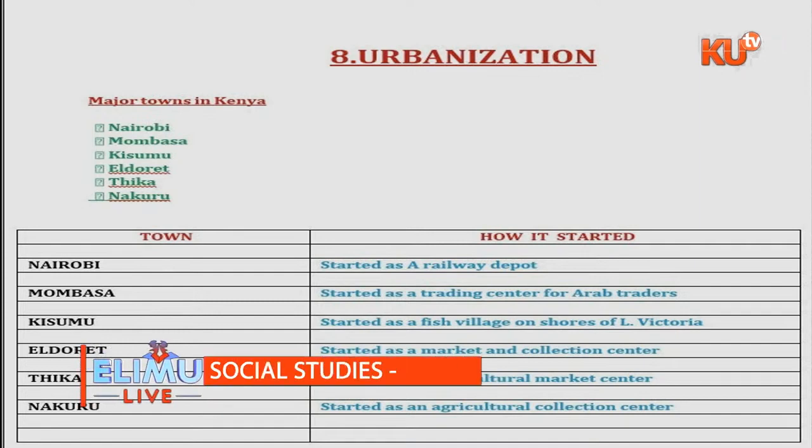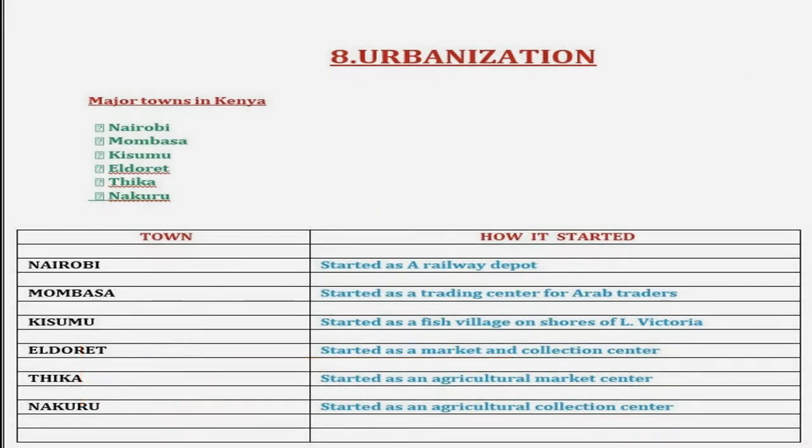Like for example, Nairobi started as a railway depot. Mombasa started as a trading center for Arab traders. Kisumu started as a fishing village on the shores of Lake Victoria. Eldoret started as a market and a collection center. Thika town started as an agricultural market center.